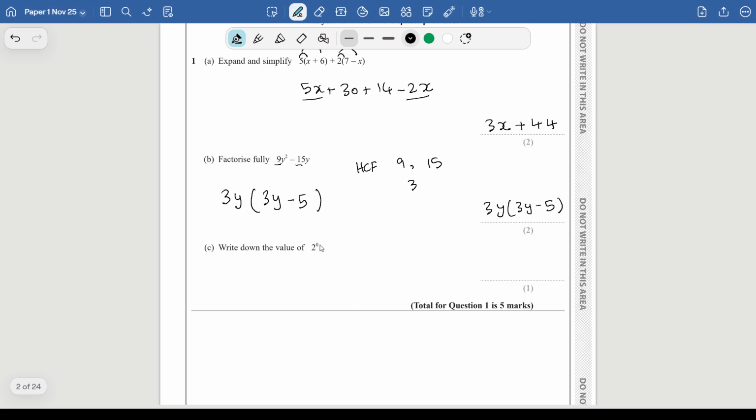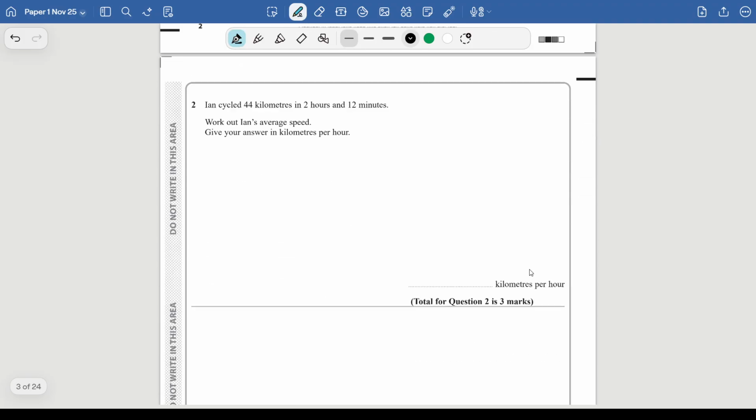Write down the value of 2 raised to 0. Any number raised to 0 is equal to 1, where a should not be 0. So applying the rule here, we get the answer as 1.